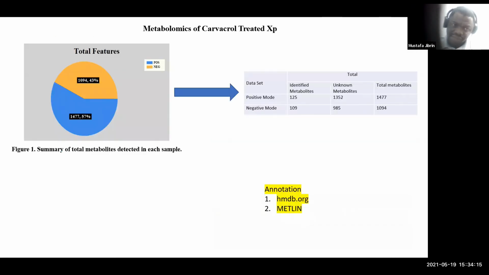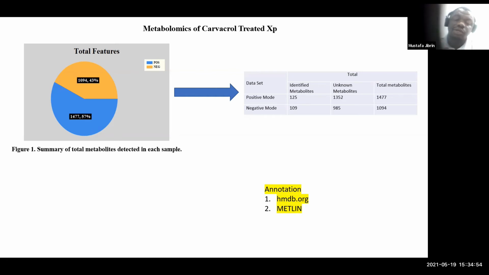Well, when we got our results back from the metabolomics core at Gainesville, we saw that there's a huge amount of metabolites in the Xanthomonas perforans system. In fact, in the positive phase, about 1,477 metabolites were identified, and in the negative phase, about 1,094 metabolites were identified. Not all of them were known. From what was gotten, we only knew 125 in the positive phase and only 109 in the negative phase.